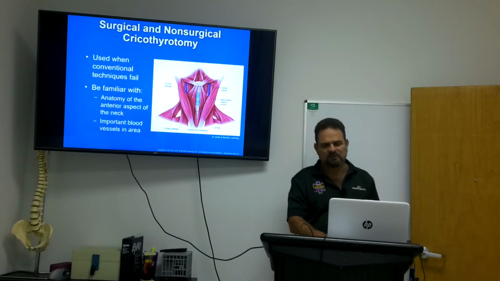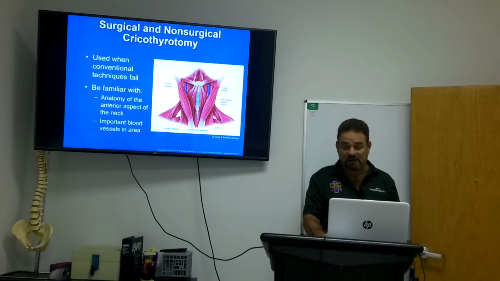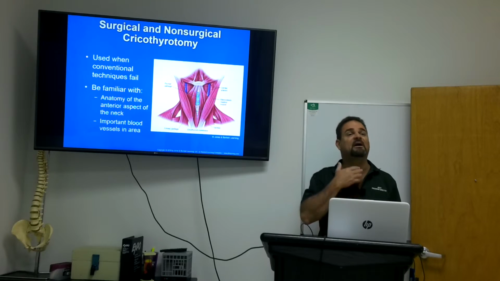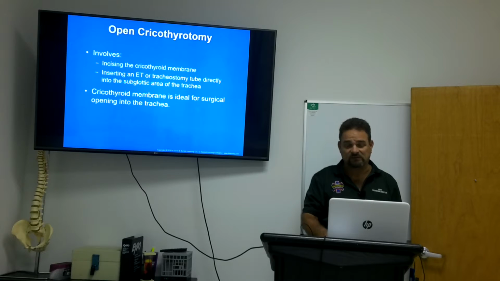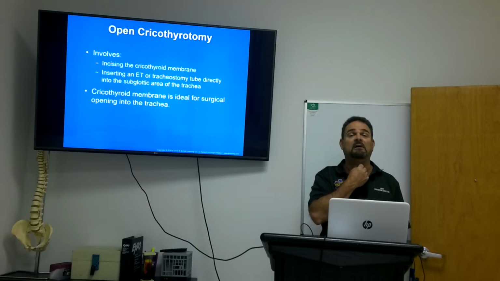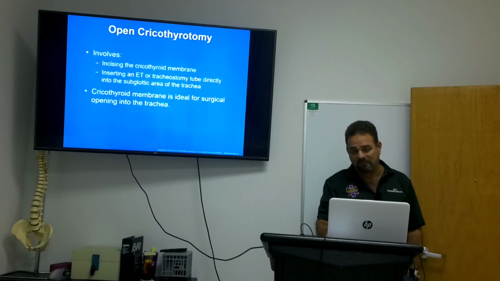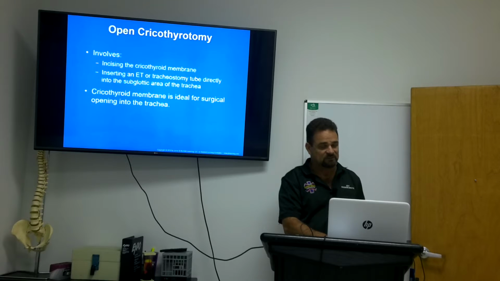Open or surgical cricothyrotomy, and translaryngeal catheter ventilation, the non-surgical or needle cric, is what we're talking about here. You need to be familiar with all your anatomy and physiology. Know how to find the cricothyroid membrane because that's where we're going to go, whichever procedure we're going to use. The open cricothyrotomy, also called the surgical cric, involves incising the cricothyroid membrane with a scalpel after you've cut the skin. You incise the cricothyroid membrane and you're going to insert an ET tube up there. The cricothyroid membrane is the ideal site for the surgical opening of the trachea. There are no important structures that lie in between there.